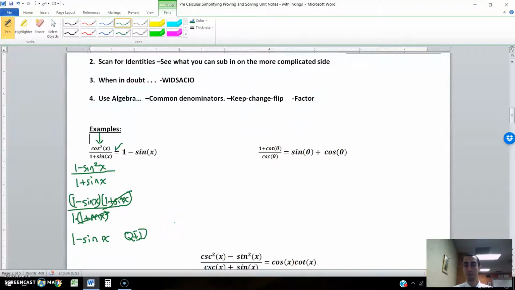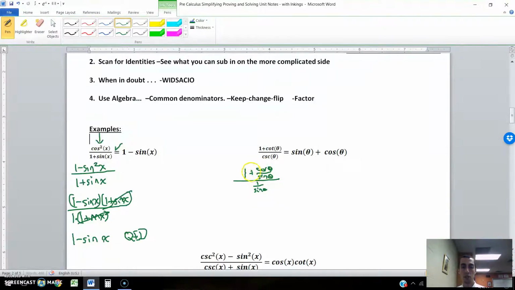Second example. I'm going to argue that this left side is the more complicated side, in part because you've got cotangents and cosecants instead of sines and cosines like you have over here. So when in doubt, let's sine and cosine it out. Cotangent, reciprocal identity, is cosine over sine. Cosecant is 1 over sine.